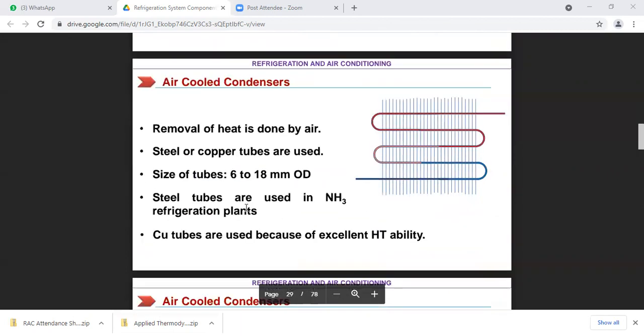Now we are going to discuss how the air condenser works. In the air condenser, the removal of heat is done by air, and the tubes are made of steel or copper, with an outside diameter varying from 6 mm to 18 mm. Steel tubes are used in ammonia refrigerant plants, and copper is used for these tubes because it has high heat transfer capacity.